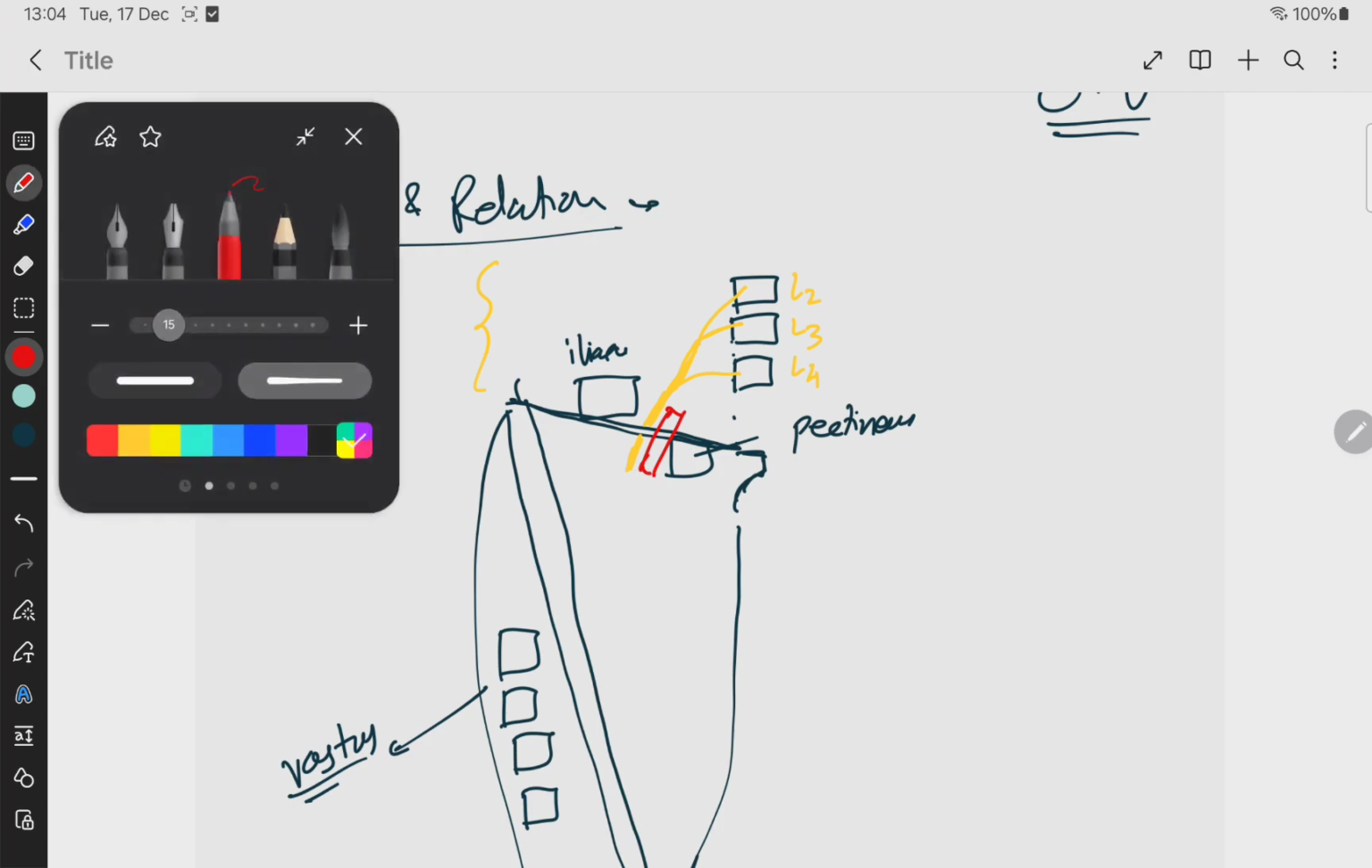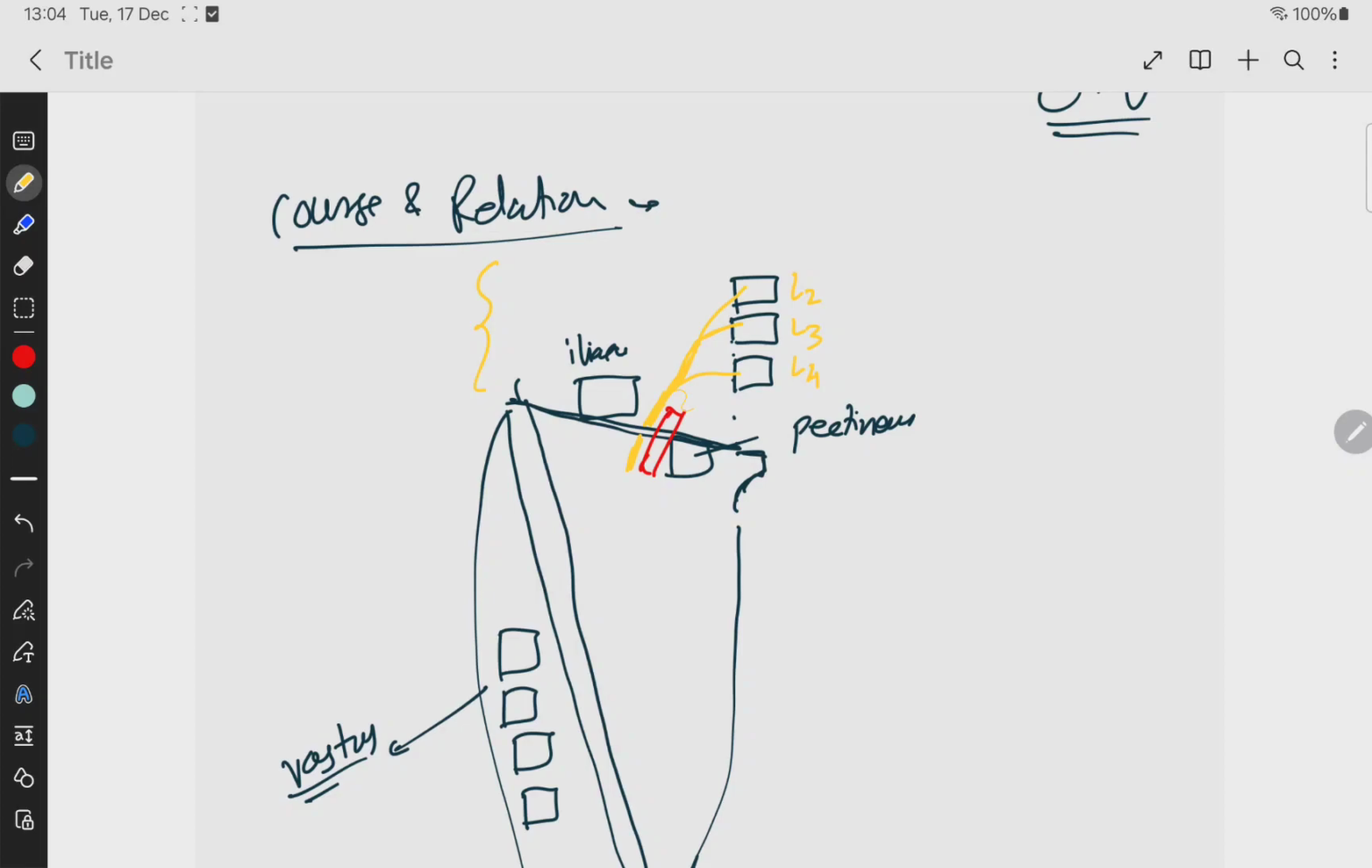Okay, then the nerve gives a branch to the iliacus. Okay, it gives a branch to the pectineus. Then it immediately divides into two branches. Okay, one branch supplies the sartorius, and continues as two cutaneous branches, medial cutaneous nerve of thigh and intermediate cutaneous nerve of thigh. So this is the anterior division of the femoral nerve.